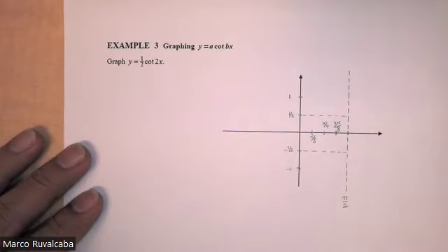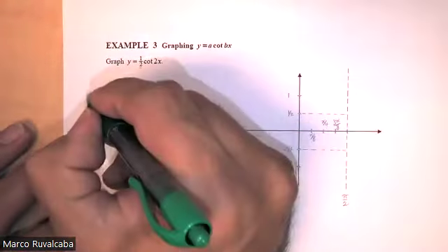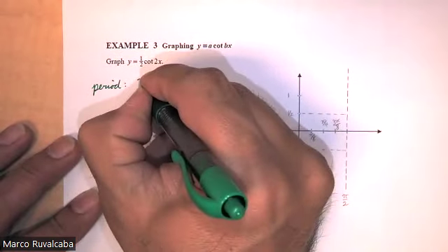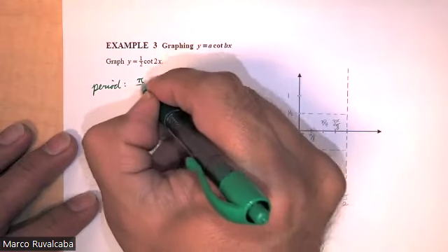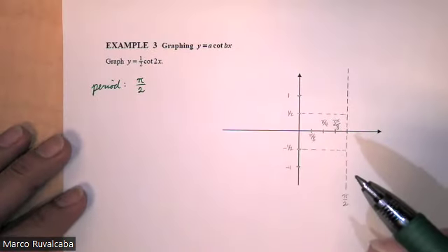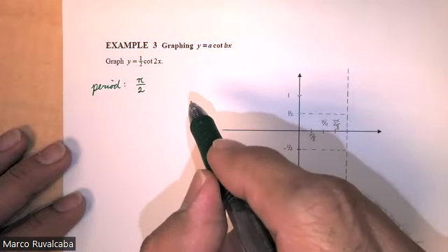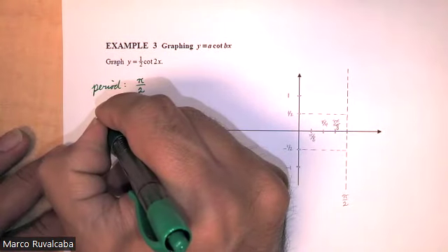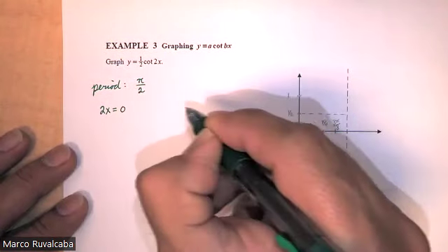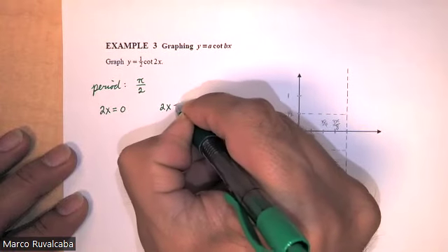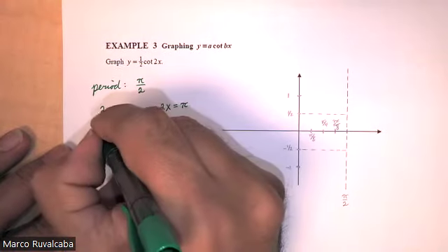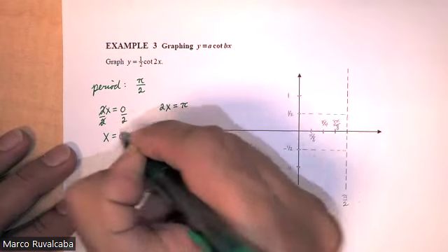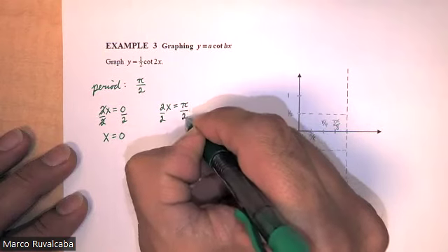So once again, we want to find the period. So the period is pi divided by b. In this case, b is 2, so pi divided by 2. But unlike the tangent, remember we got to find the asymptotes by making 2x equals 0 and 2x equals pi. So when you divide this by 2, you still get 0. And then this one, you get pi halves.